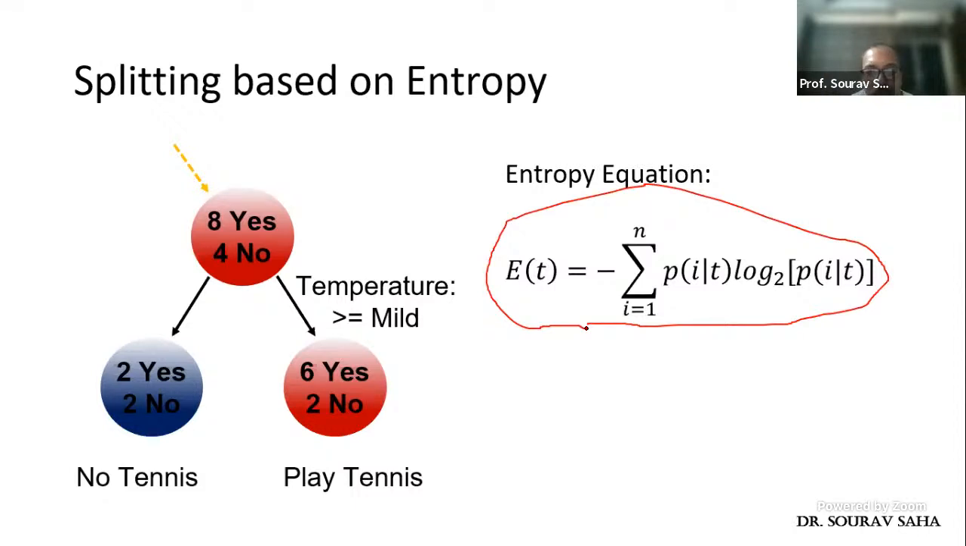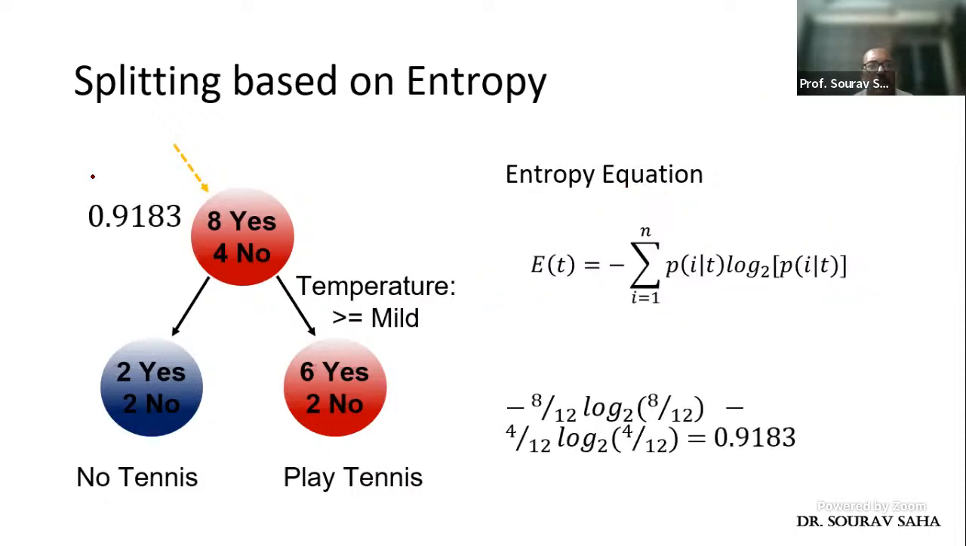So again, for the first root node, the entropy will be minus 8 by 12 into log of 8 by 12, plus minus 4 by 12 into log of 4 by 12, right? Okay. In this way, this is the impurity at the root node, 0.9183, right? Very close to 1, which means a very impure node, right?